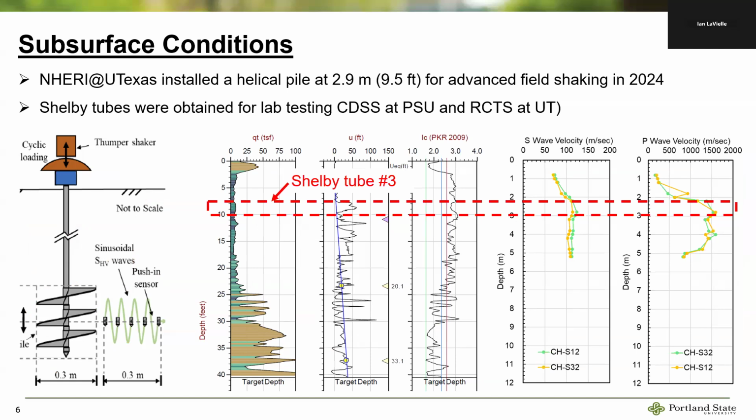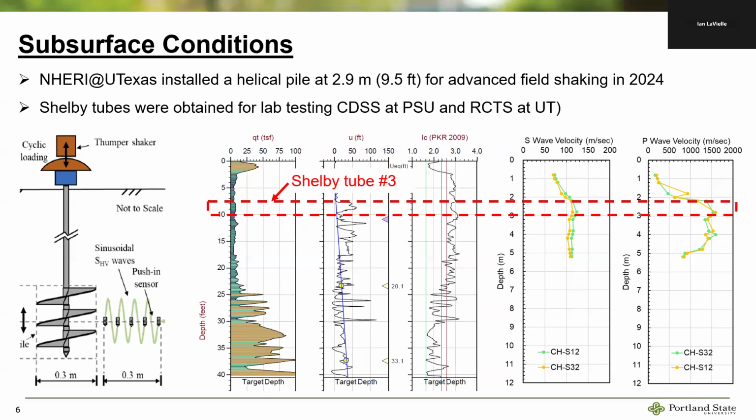You can see the CPT results: the soils have pretty low tip resistance, about 10 TSF or so. Many of you might be familiar with the type of soils around the airport. The ISFC range is about 2.9 to 3.1, and that's kind of what we have over there too. And this dash one shows where Shelby tube number 3, from which our CDSS tests were done, came from.